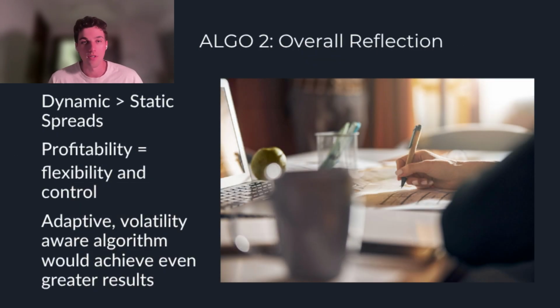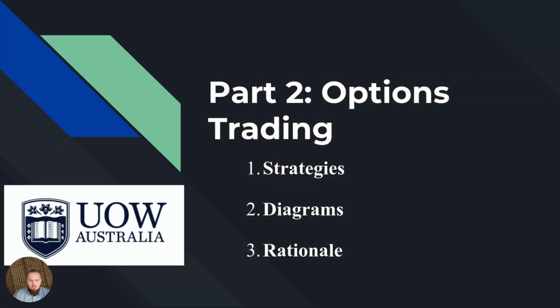Overall, AlGO2 confirmed that dynamic spreads outperform static ones, and that true profitability depends on flexibility and control. By incorporating volatility awareness and adaptive features, the algorithm could deliver even stronger performance across varying market conditions, achieving stability, efficiency, and consistent returns. So part 2, our options trading.